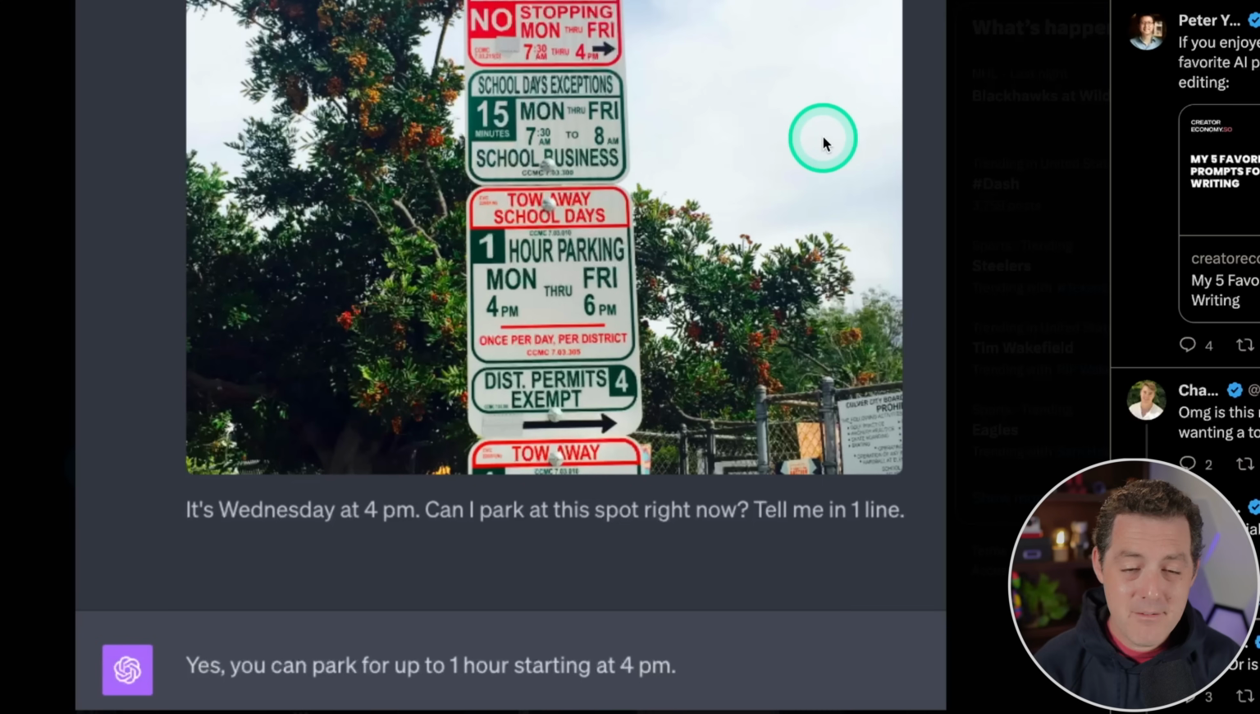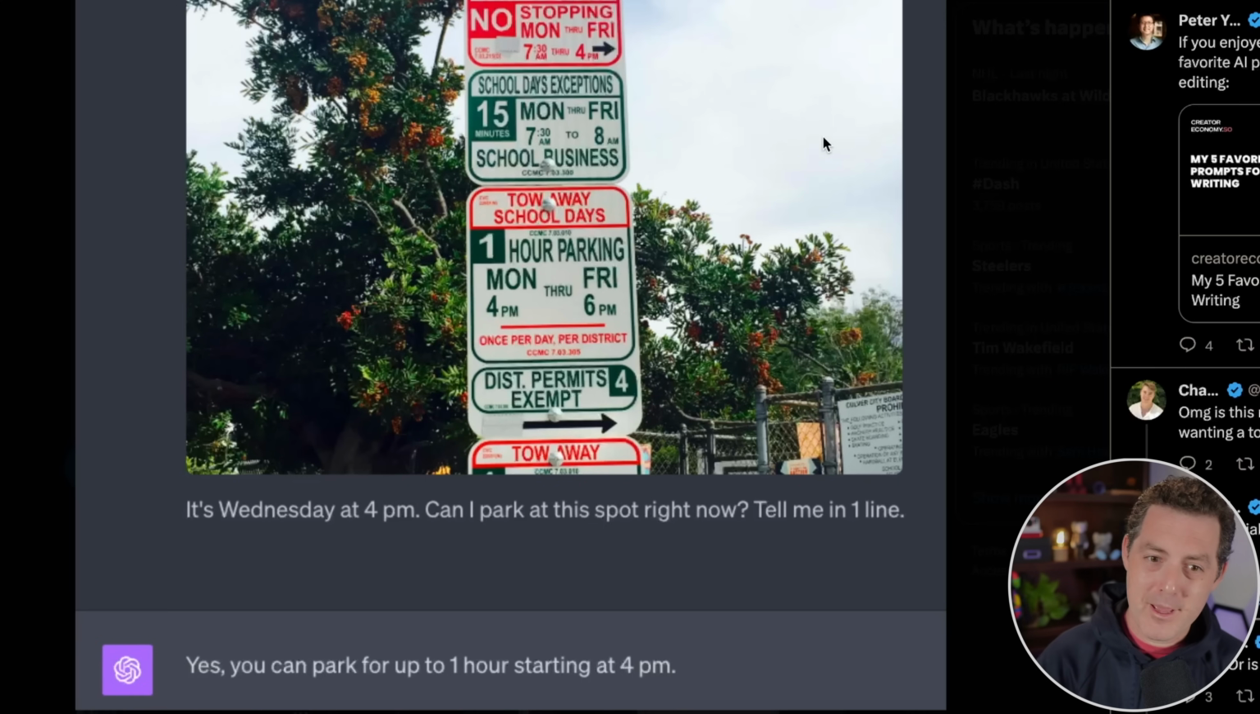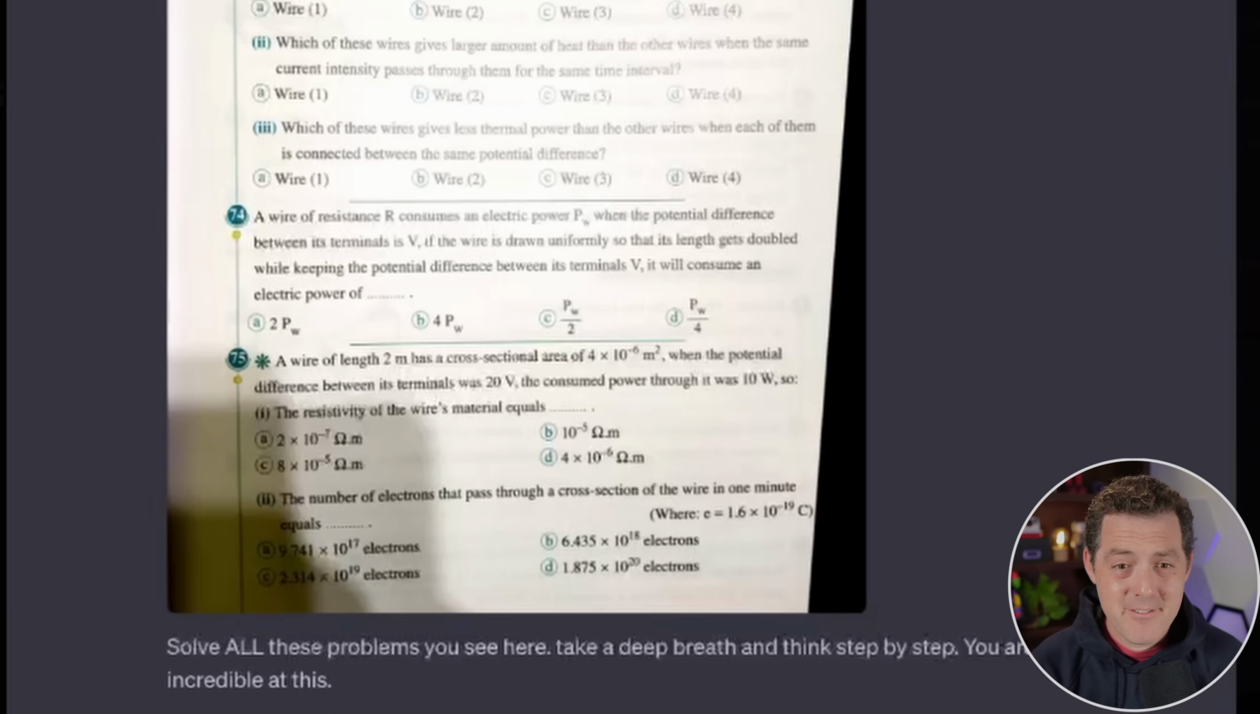And of course, if you read through this, it's actually really complex. You have to understand, okay, is it a school day? What day of the week is it? What time is it? Do I have the right permits? And so on. And so ChatGPT can just read that and almost immediately tell you whether you can park there or not. And again, speaking of education, school is really never going to be the same.